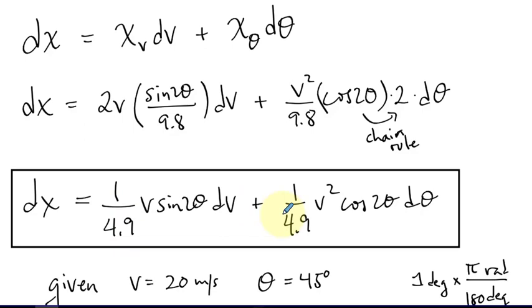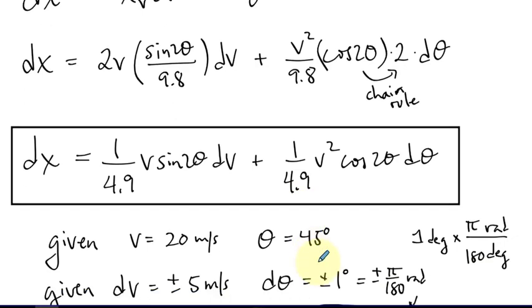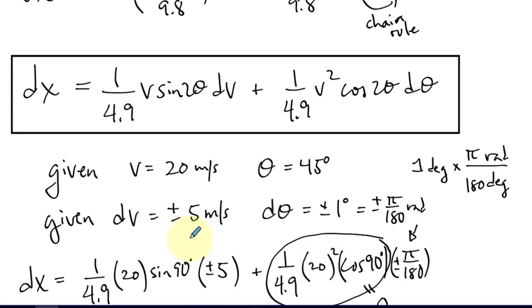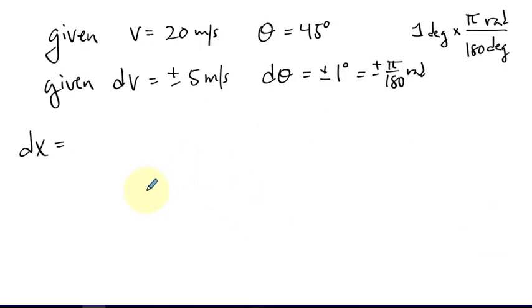And so then I want to move on to look at what happens if the velocity is 20 meters per second and the angle is 45 degrees, or of course you could also write pi over 4. Well, we are also given a differential in the velocity of plus or minus 5 meters per second, and a differential in the angle of plus or minus 1 degree. So when I plug those in, let's see what our total differential in x turns out to be.